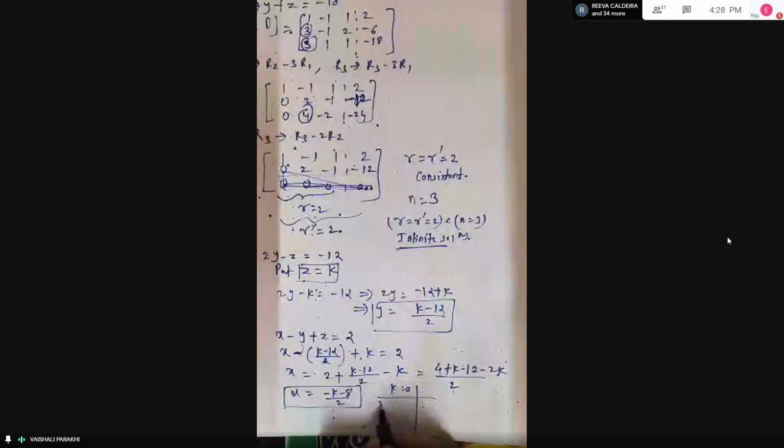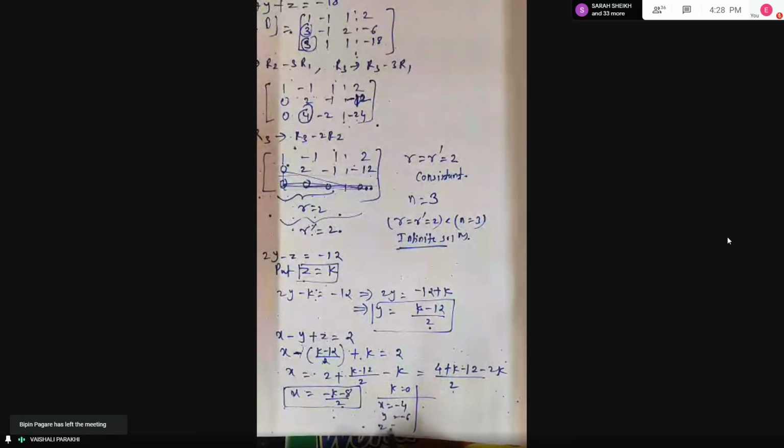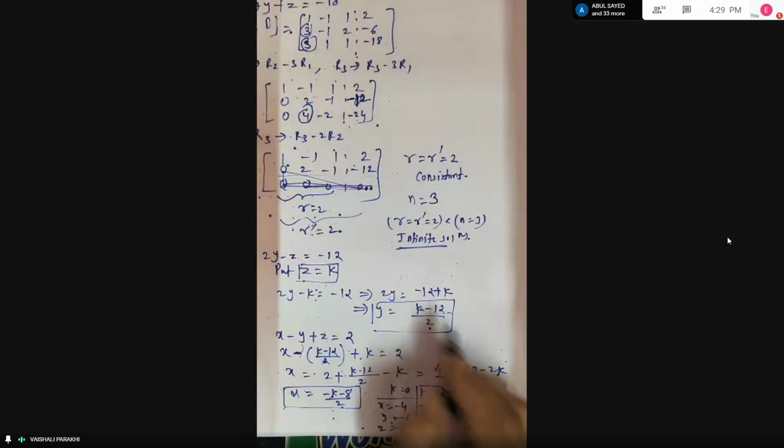Can you tell me what will be the value of x here? 0 minus 8 by 2, so it will be minus 4, right? y will be what? 0 minus 12 by 2, so it will be minus 6. What will be z? z is k, means z will be 0. Then if you choose k is equal to 1, just for your understanding I am explaining this. This step you are not doing. k equal to 1: minus 1 minus 8 is minus 9. So x is minus 9 by 2. y will be minus 11 by 2. And z will be 1.